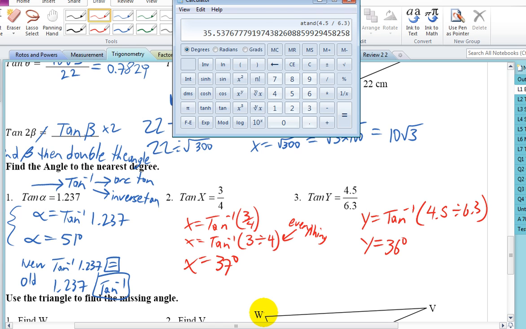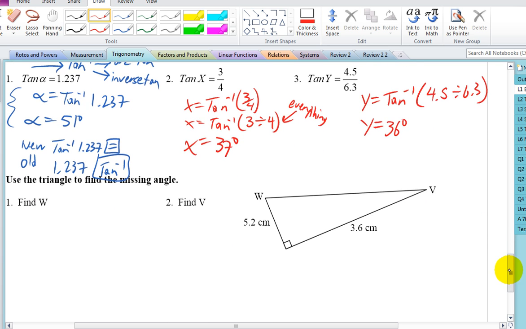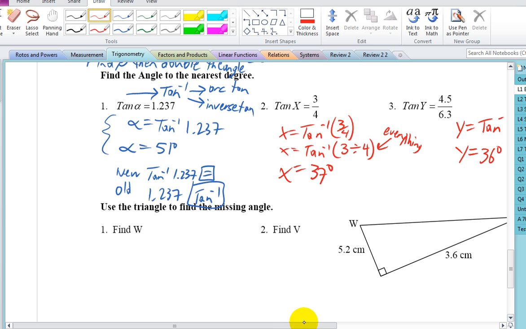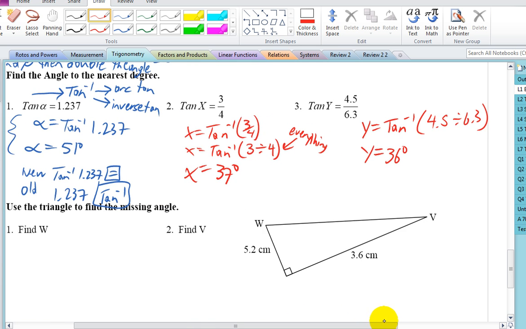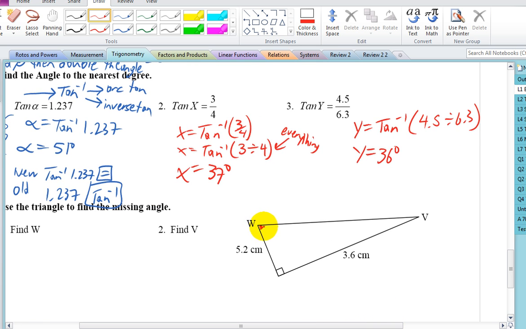Anyone having problems with the calculator? So that's the basic work. Now what we have to do is do this off of a triangle. So find W. What you want to do then, if that's your angle of interest, is label your HOA. Go. Label your HOA. This would be the opposite side. This would be the adjacent side.